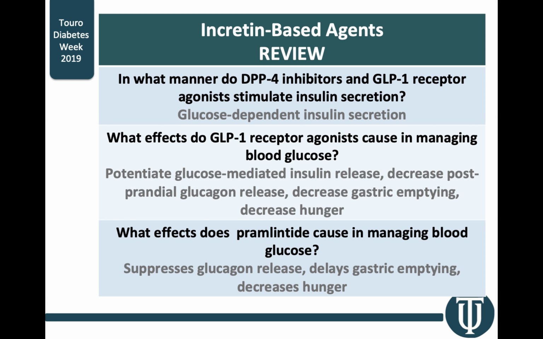What effects do GLP-1 receptor agonists cause in managing blood glucose? So they potentiate glucose-mediated insulin secretion, and also they decrease postprandial glucose release, and they help reduce gastric emptying, which would then lead to reduced hunger. So question 3, what effects does pramlintide cause in managing blood glucose? So it would suppress glucose release, and also it would suppress glucagon release, and it would delay the gastric emptying, which again would lead to decreased appetite.